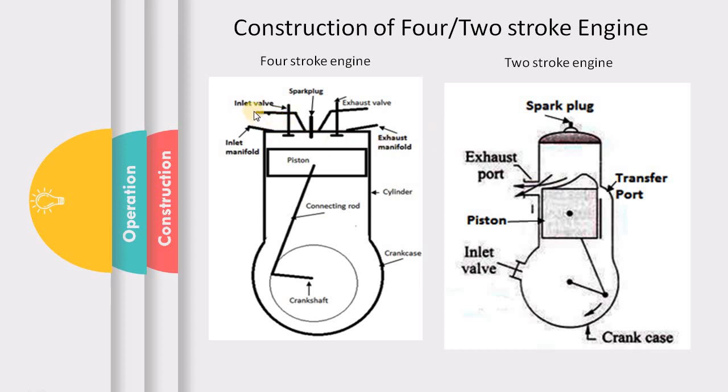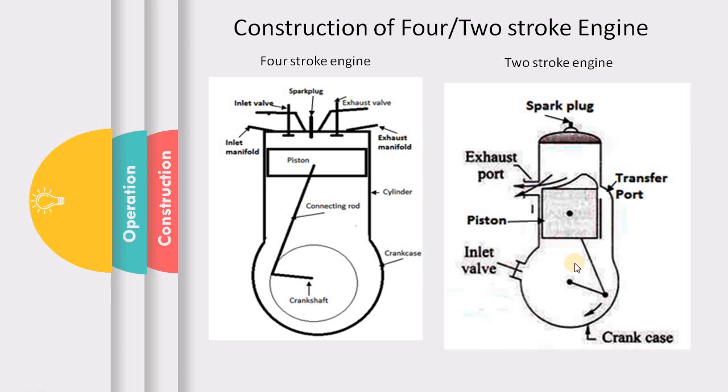So here we have the inlet manifold and inlet valve, exhaust manifold and exhaust valve. But here we have exhaust port and transfer port. So initially we can see over here, this is the region or the wall through which your mixture is supposed to come into the engine crankcase initially.